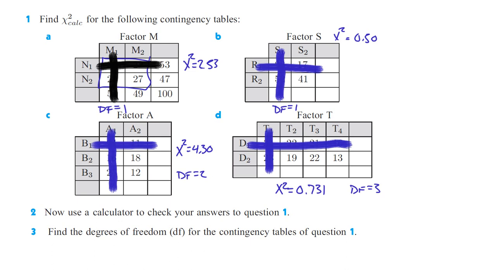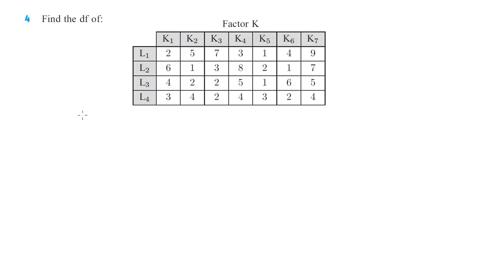All right, let's move on to the next part here. Find the degrees of freedom of this one here. Let's do the same thing we did before. We're going to take out a row, take out a column, and count what's left. So we have 1, 2, 3 rows left by 1, 2, 3, 4, 5, 6 columns. That's going to give us 18 total cells in here. So our degrees of freedom is 18.